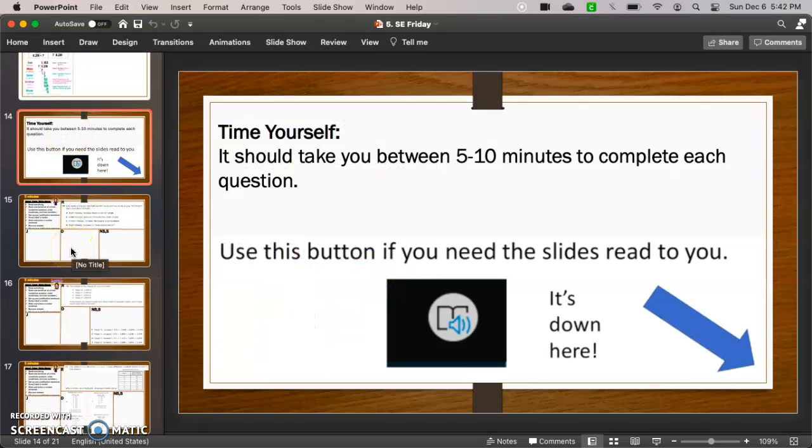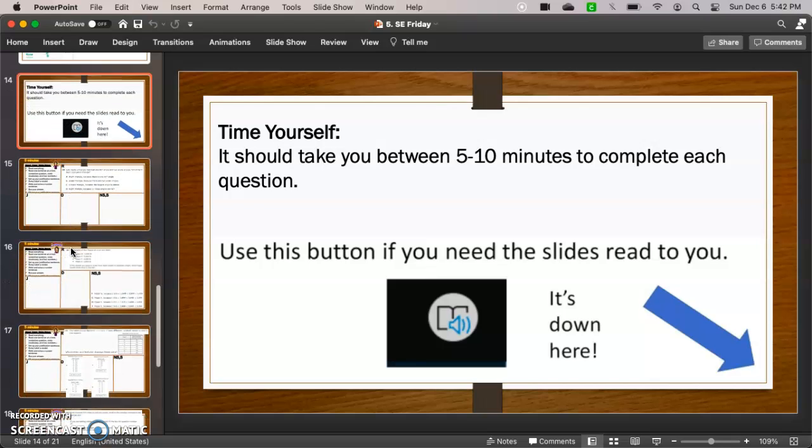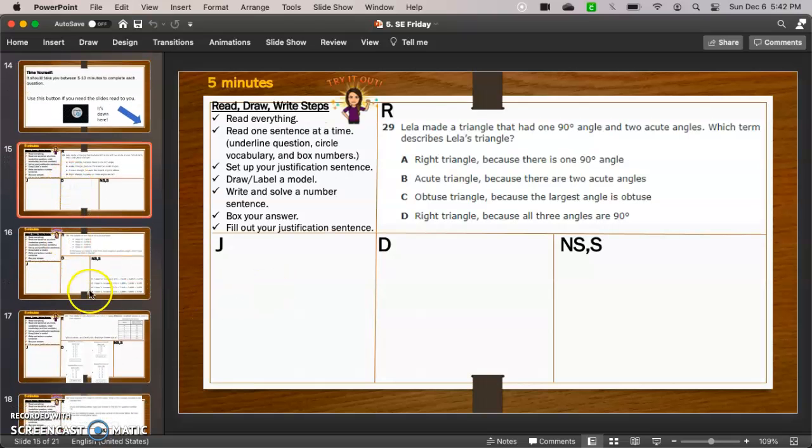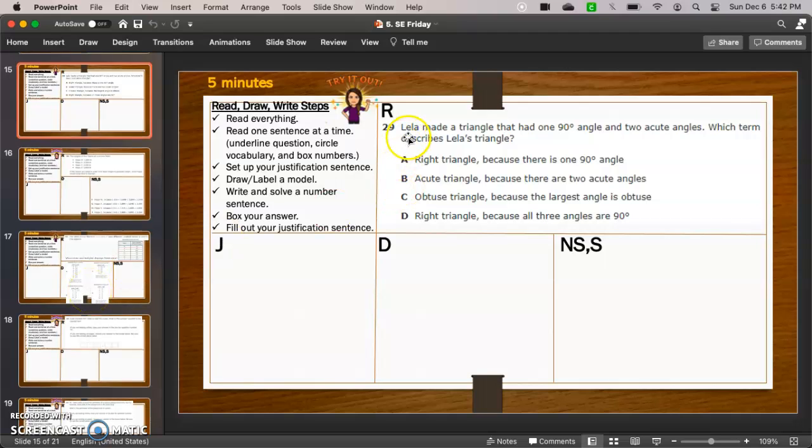It should take you between 5 to 10 minutes to complete each question. Question 29. Leela made a triangle that had one 90-degree angle and 2 acute angles. Which term describes Leela's triangle? A. Right triangle, because there is one 90-degree angle. B. Acute triangle, because there are 2 acute angles. C. Obtuse triangle, because the largest angle is obtuse. D. Right triangle, because all 3 angles are 90 degrees.